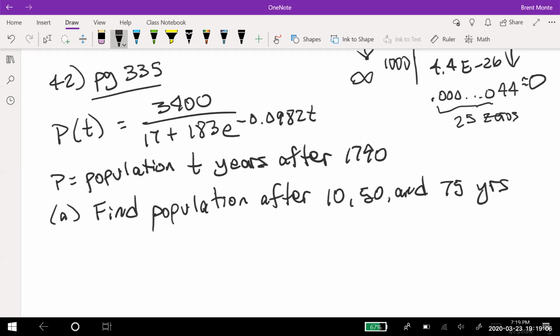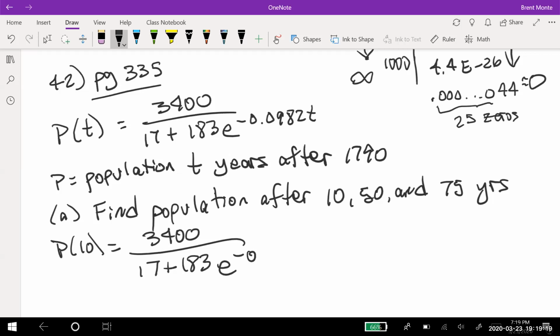All right, so we just plug in. So I say P of 10. I'll show you, it'll be pretty quick on the calculator. So it's 3,400 over 17 plus 183 e to the negative 0.0982 times 10. And for the next two problems, all I do is change the 10 to a 50 or a 75. All right, so it's population. I'm going to round to the nearest.